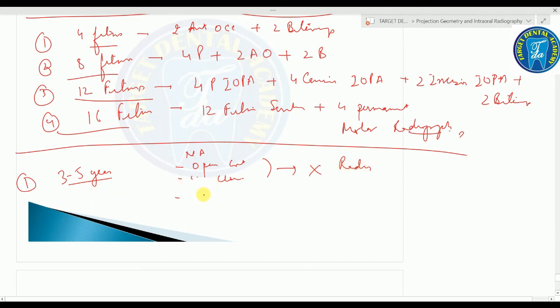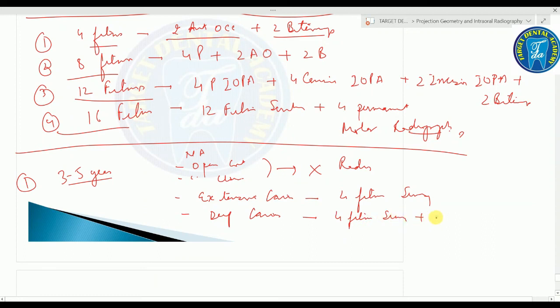But if there is extensive caries, you prescribe the 4 film survey, which means 2 anterior occlusal radiographs and 2 bite-wings. And if there are deep caries, you prescribe the 4 film survey plus the IOPA of a selected tooth.